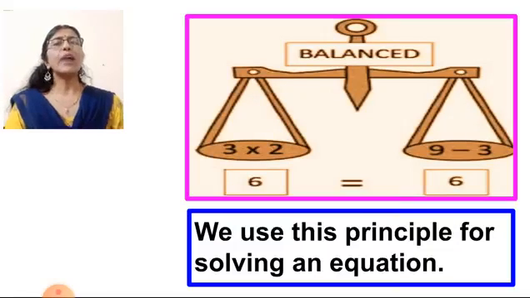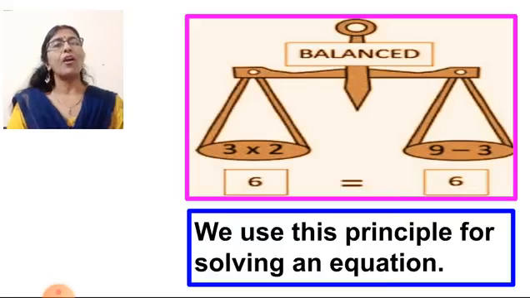Now when you add the same weight on both the pans of the balance, you will see the arm of the weighing balance will remain straight or horizontal. When you remove the same weight also, you will see that it remains straight, it remains balanced, the arm of the balance remains horizontal. So we use this principle for solving an equation. Even in the case of an equation, we will always have to balance the equation. In the equation, LHS should be equal to RHS.